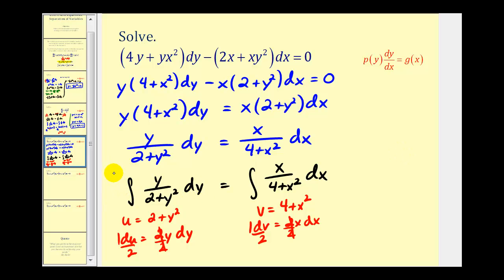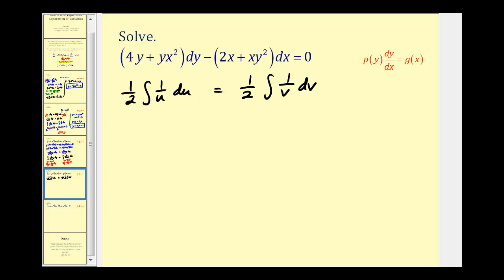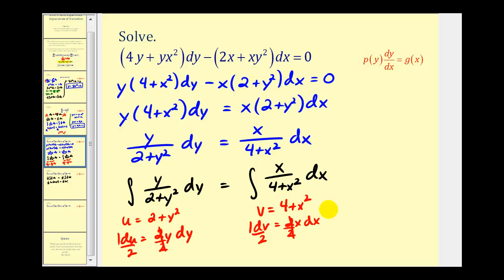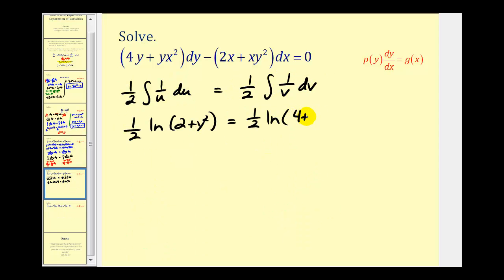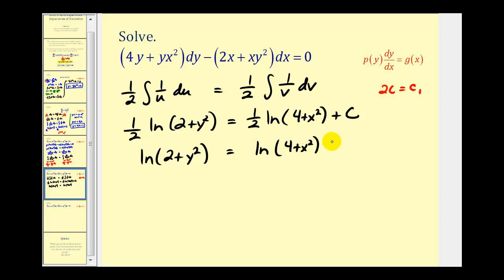So this first integral is going to be 1/2 times the integral of 1 over u du. This integral here is going to be 1/2 times the integral of 1 over v dv. So here we'll have 1/2 times the natural log of u. Remember, u is equal to 2 plus y squared, plus a constant, which we'll put on the other side, equals 1/2 times the natural log of v, where v is 4 plus x squared, plus c. Now let's go ahead and multiply through by 2 to eliminate the fractions. And we'll just let 2 times c equal c sub 1. So we'll have natural log of the quantity 2 plus y squared equals natural log of the quantity 4 plus x squared plus c sub 1.